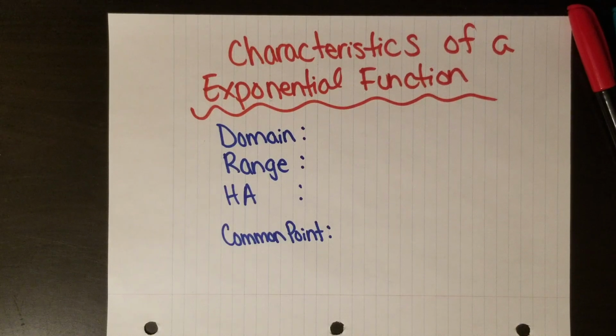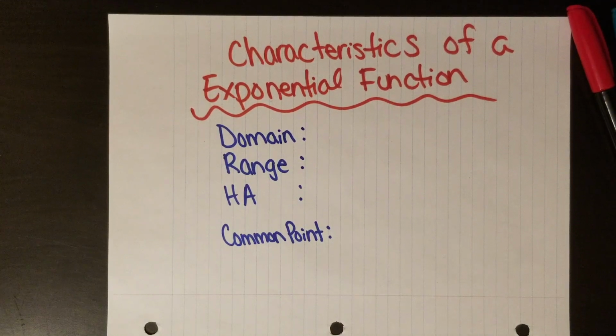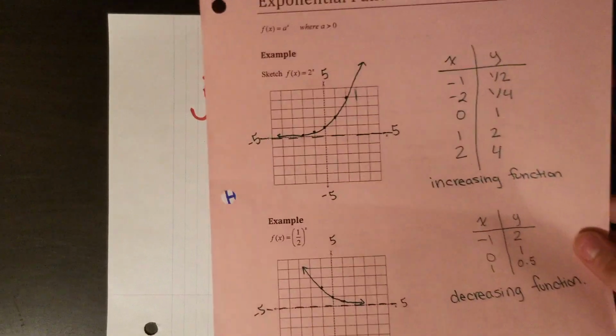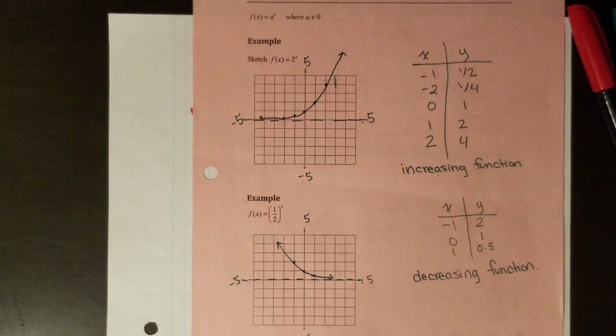For any basic exponential function, the characteristics for every single one of them are going to be the same, unless there's transformations applied in that function. And we'll get to that later in another video. But for now, we're going to go back to the same two examples we had in the previous video when we were learning how to graph exponential functions. We're going to look at these two examples.